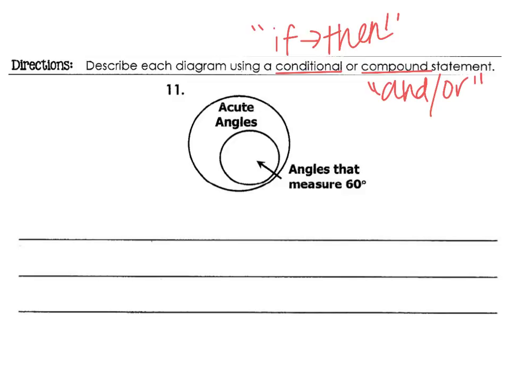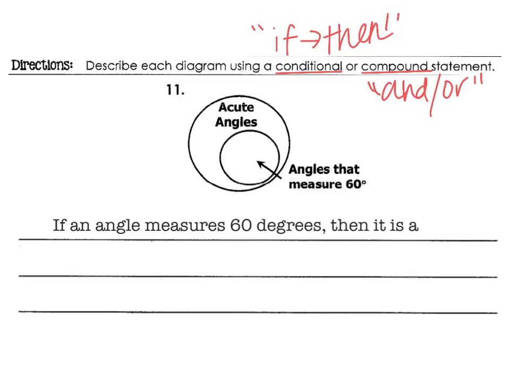So if an angle measures 60 degrees, then it is an acute angle. Done. All right, that would be our conditional statement representing this Venn diagram.